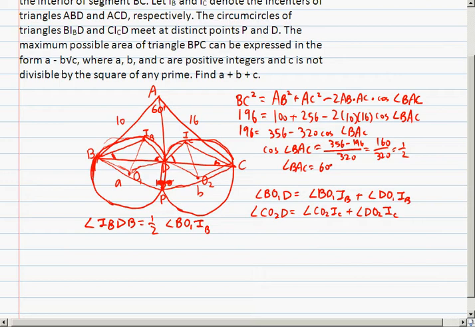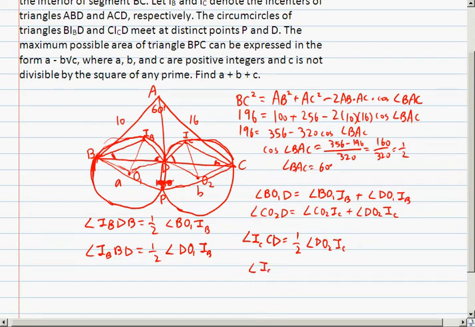And the measure of angle IBBD is equal to 1/2 of the measure of angle DO1IB. Similarly, if we look at this part of the figure here, we see that the inscribed angle ICCD is equal to 1/2 of DO2IC, and then the inscribed angle ICDC is equal to 1/2 of CO2IC.